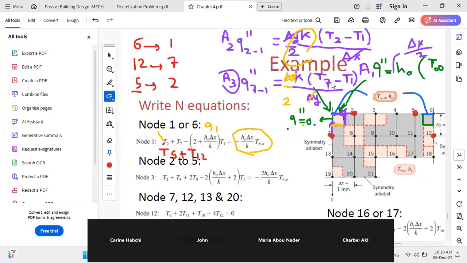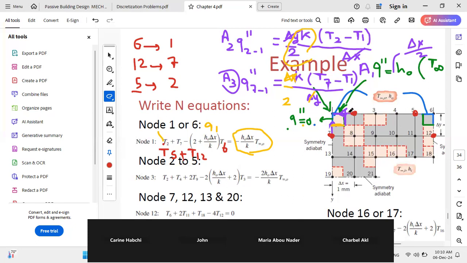minus (2 plus H0 delta x over K), with T6 instead of T1. And the convective term will remain as it is because both are subjected to convection characterized by H0 and T infinity 0. And in this way, we are done with the equations of cells 1 and 6.